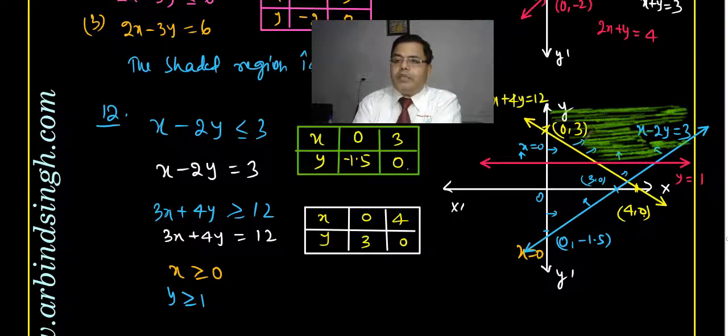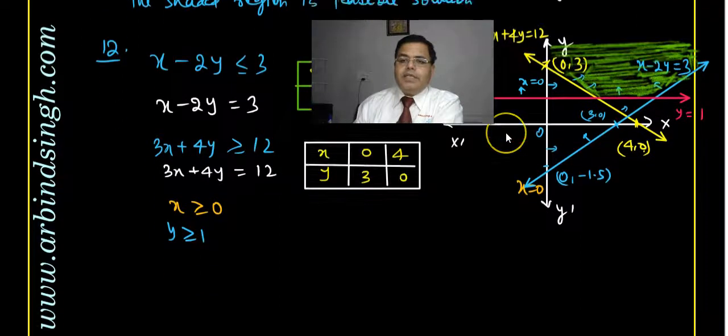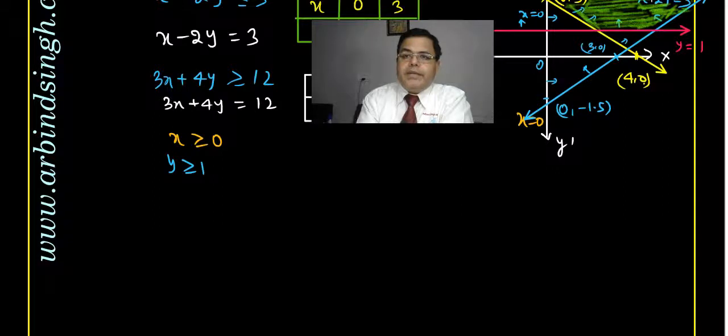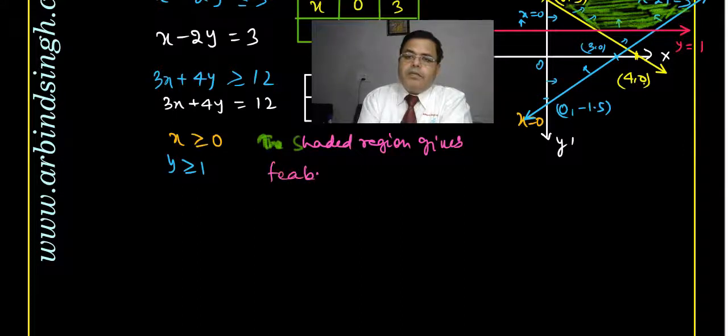So I hope you got this right now. Understood this well, right? And you will be able to do these questions quickly, right? Okay. So the shaded region gives the feasible solution. So here I can write, the shaded region gives feasible solution of inequality. I hope you got it.